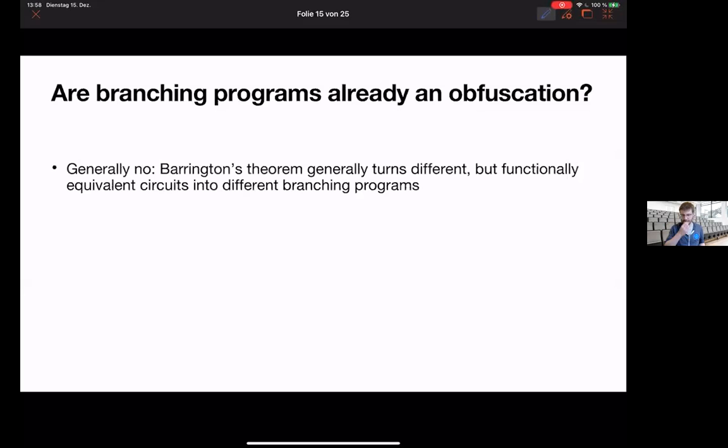So the answer to that is generally no, but there's actually no time anymore today to look into these examples. So we're gonna continue here in the next lecture. We see examples of branching programs that can still easily be distinguished, or functionally equivalent circuits, such that if we translate them into branching programs, they can still be easily distinguished. Okay, but I'm out of time for today.